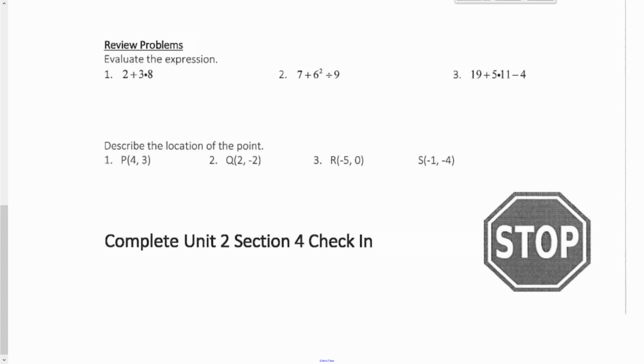When it says describe the location of the point, that means you're going to say what quadrant it's in, or if it's on an axis, you're going to say what axis it's on. So for instance, (4, 3) would be in quadrant 1. So I would just write quadrant 1. Okay, so do the same thing for 2, 3, and this should say number 4.